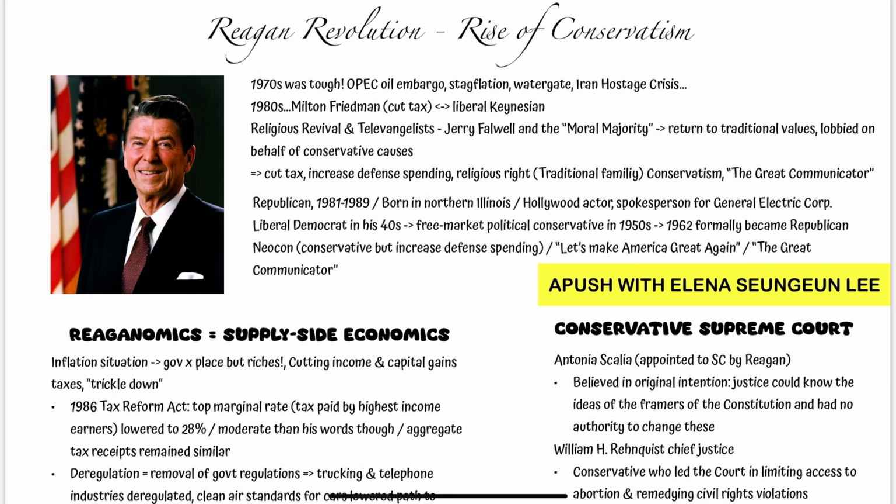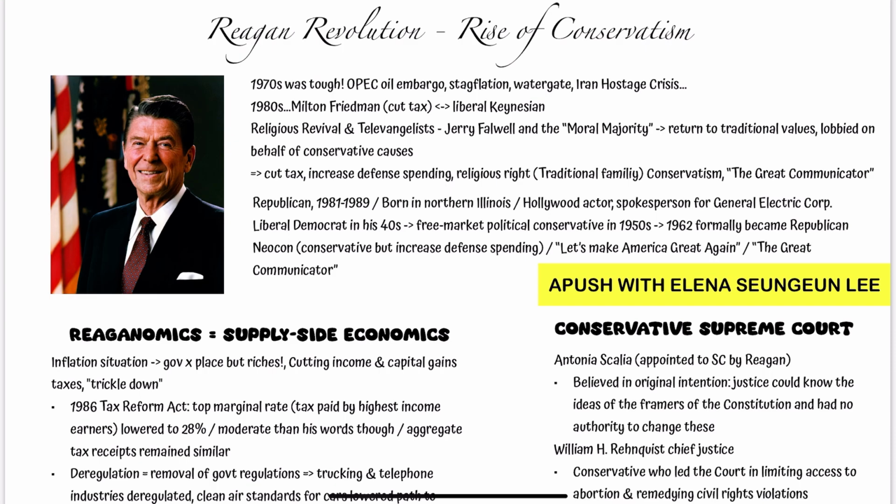The 1970s were very tough for America. Remember, they faced challenges like the OPEC oil embargo, stagflation, the Watergate scandal, and the Iran hostage crisis. But the 1980s brought a new wave of conservatism and optimism led by a charismatic figure, our president today, Ronald Reagan.